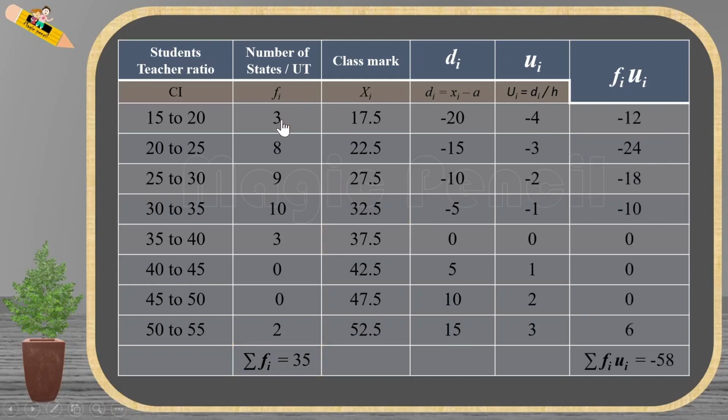See here, fi is 3 and ui is minus 4. 3 into minus 4, minus 12. Then 8 into minus 3, minus 24. 9 into minus 2, minus 18. Like that, you multiply fi values with ui values so that you will get all these values. Then these are the important values: a is 37.5, sigma fi is 35, sigma fi ui is minus 58. Now we have to substitute these values in the formula of the step deviation method so that we can calculate the mean for the given data.